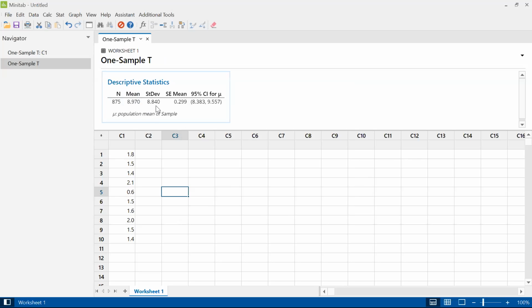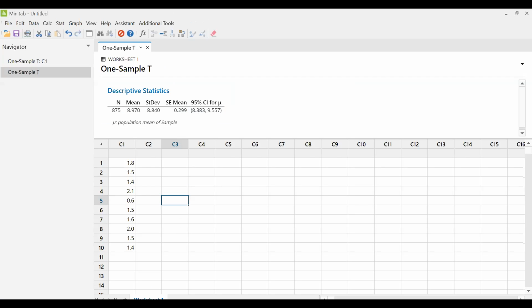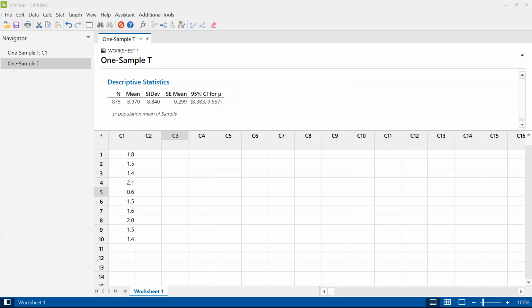So there's the three numbers we were told. They found the standard error for us. And here's our confidence interval, 8.383 to 9.557. So the 95% confidence interval is 8.383 up to 9.557.